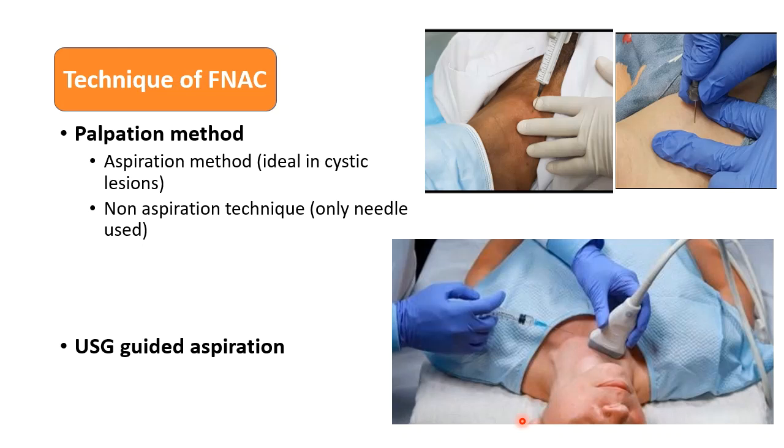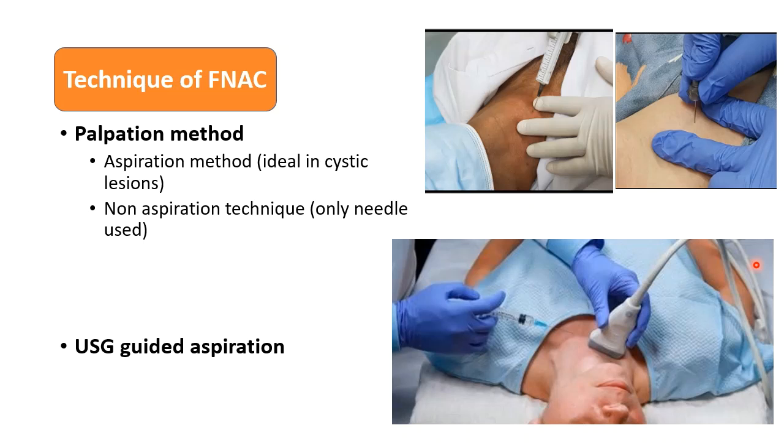Then take a thin needle, preferably 23 to 24 gauge, and aspirate the swelling. Take at least 2 to 3 passes, but the procedure should be quick. You should quickly, within 1 to 2 seconds, aspirate the material and take it out, because thyroid is a vascular organ, so there are high chances of hematoma formation. So the procedure should be quick, otherwise you will get blood.